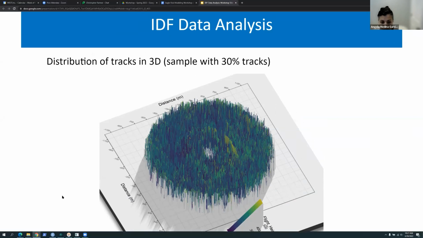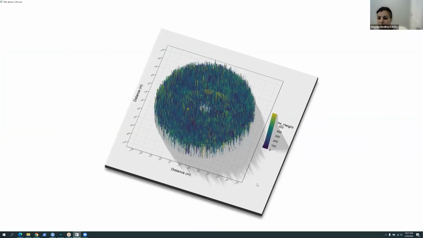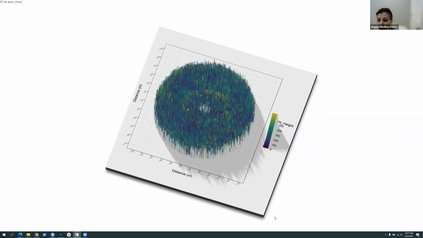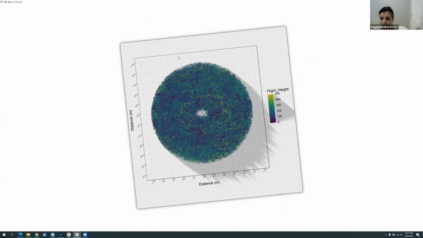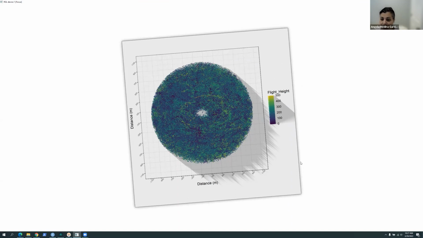I wanted to show you this plot from a different angle. If you look at it from above, you can see a sort of mosaic of different colors, or different flight heights, and that's all over the area of detection of a tower, which is approximately between 100 and 900 meters. So it seems like the towers are detecting eagles at different elevations, independently of how far or how close they were from the tower.